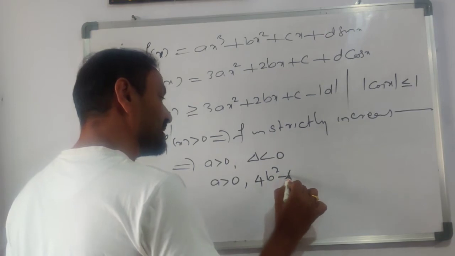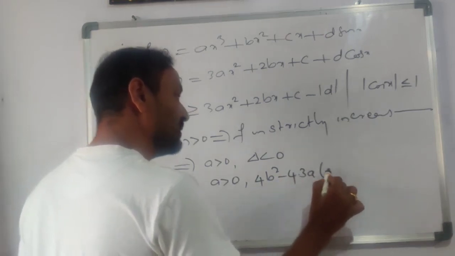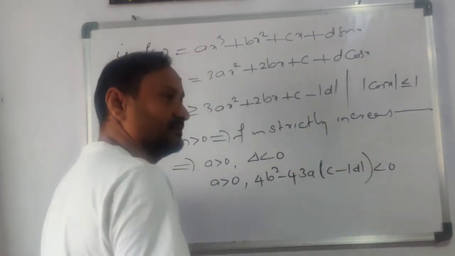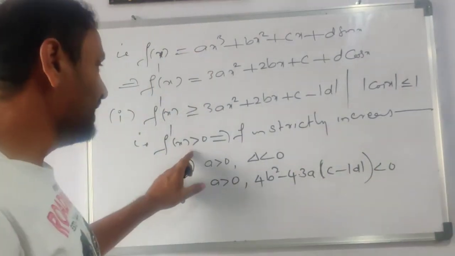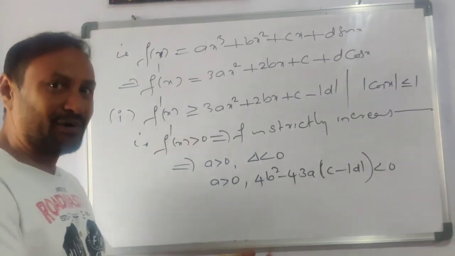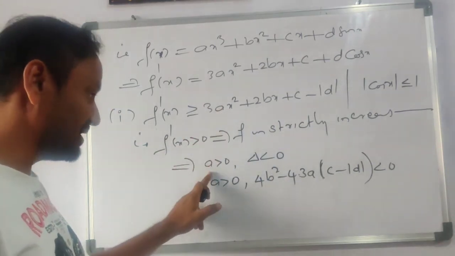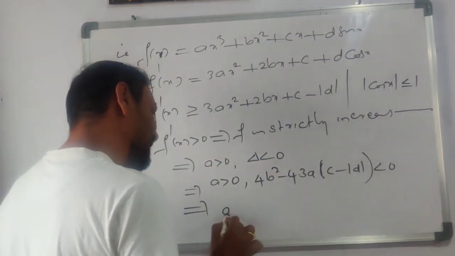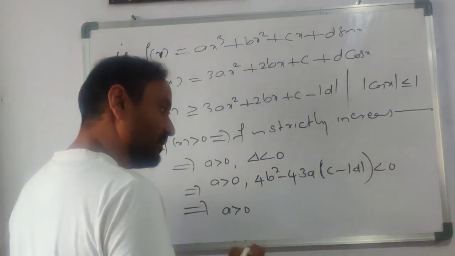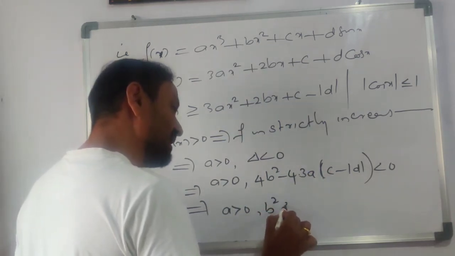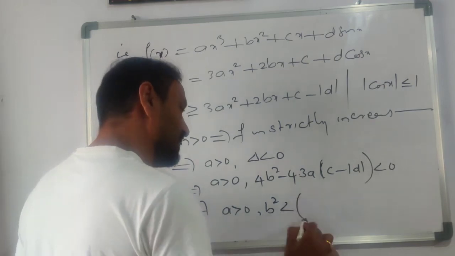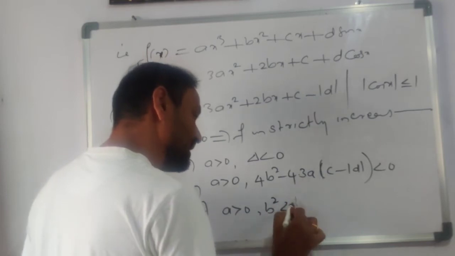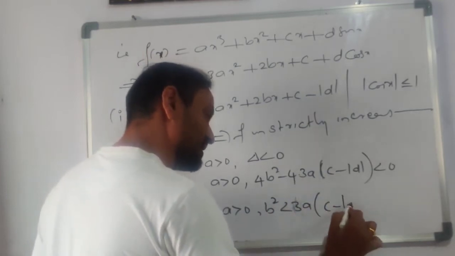4b square minus 4 into 3a into c minus mod d is always negative. If the quadratic function is greater than 0, that is, above the x-axis, the x square coefficient is always positive and the discriminant is negative. That implies a is greater than 0, and taking common, b square is less than 3a into c minus mod d.